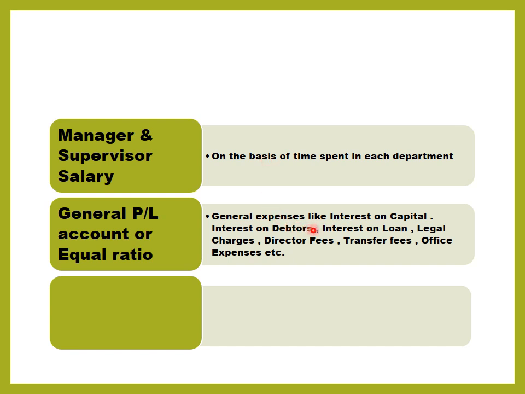Next, general expenses like interest on capital, interest on debtors, interest on loan, legal charges, director fees, transfer fees, office expenses, all this should be distributed either equally, if not, take it to general PL. But generally you are supposed to take all these items to general PL account. So equal ratio is a second option.